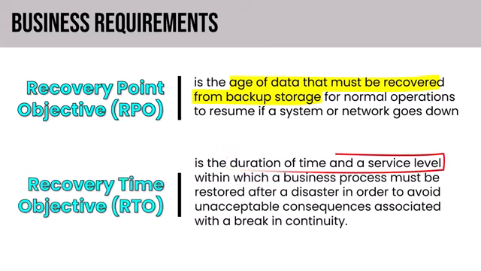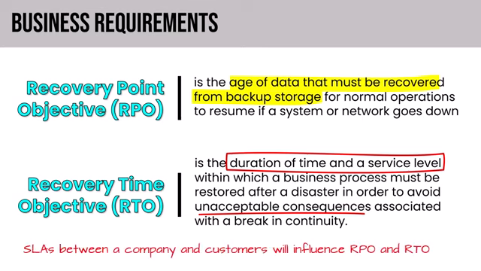Next, we have the recovery time objective, or RTO, which is the duration of time and a service level within which a business process must be restored after a disaster in order to avoid unacceptable consequences associated with a break in continuity. SLAs between a company and its customers will definitely influence the RPO and the RTO. In fact, they will be determined based on contractual SLAs between a company and its customers, or operating level agreements, or OLAs, between the IT department and other departments within the organization.